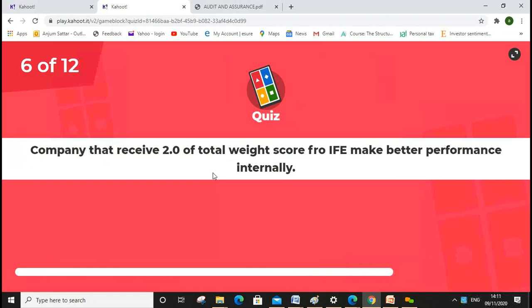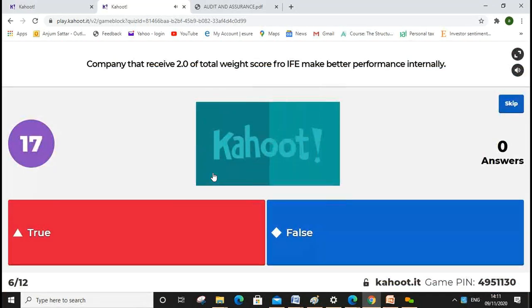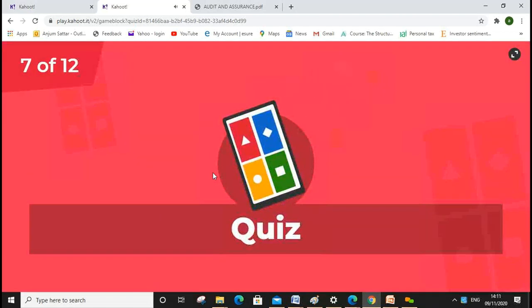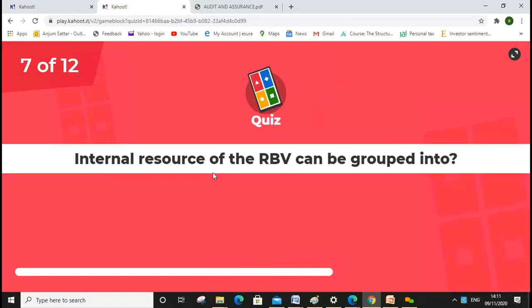Company receives total weighted score above performance internally. Yes. Through your internal audit, weighted average. Yes. Okay, no problem, that's fine.